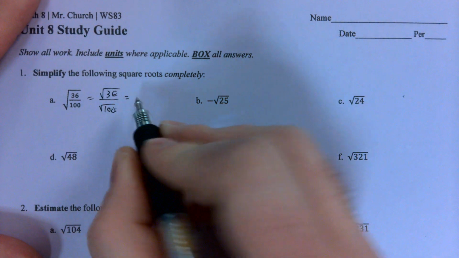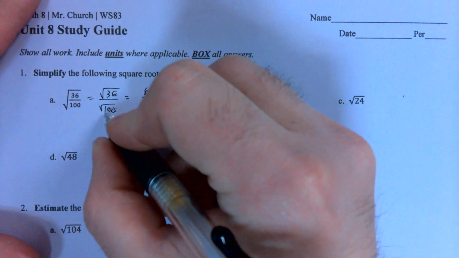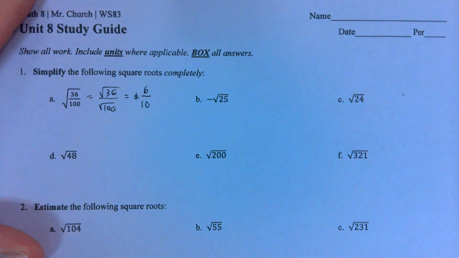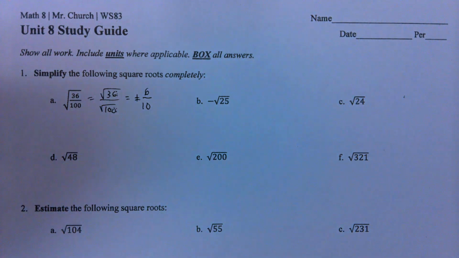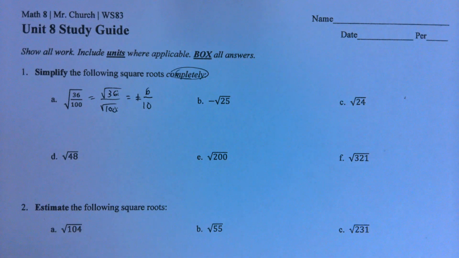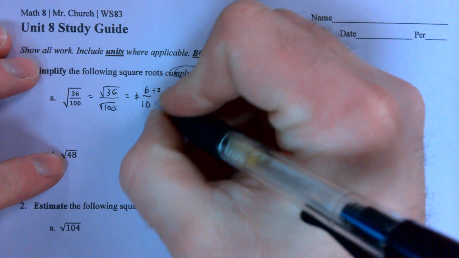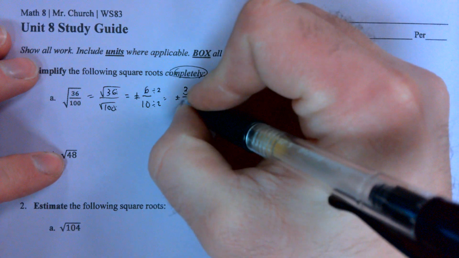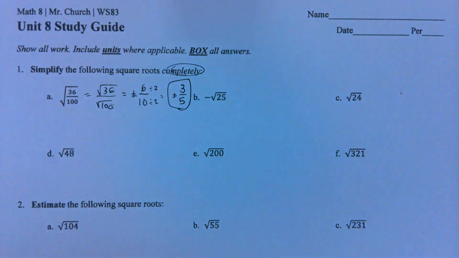The square root of 36, well, that's just 6. The square root of 100 is 10. And I want to make sure I've got a plus or minus in front, because it could have also been negative 6 and it could have also been negative 10. Now, this word here is what's going to get a lot of you on the test. I'm just saying that, putting it out there right now. Simplify completely, right? 6 over 10 is not completely simplified. I can divide the top and the bottom by 2, leaving me with plus or minus 3 over 5. That's completely simplified. All right?